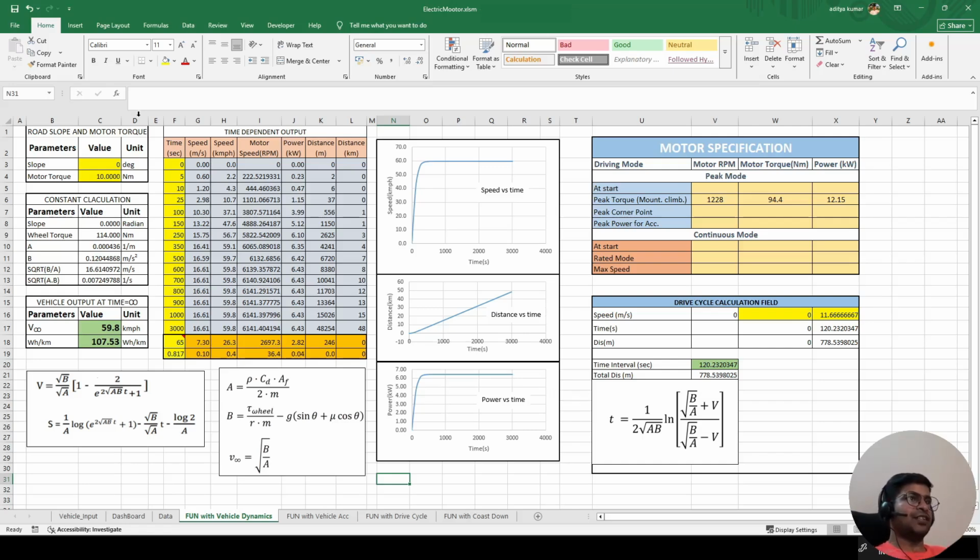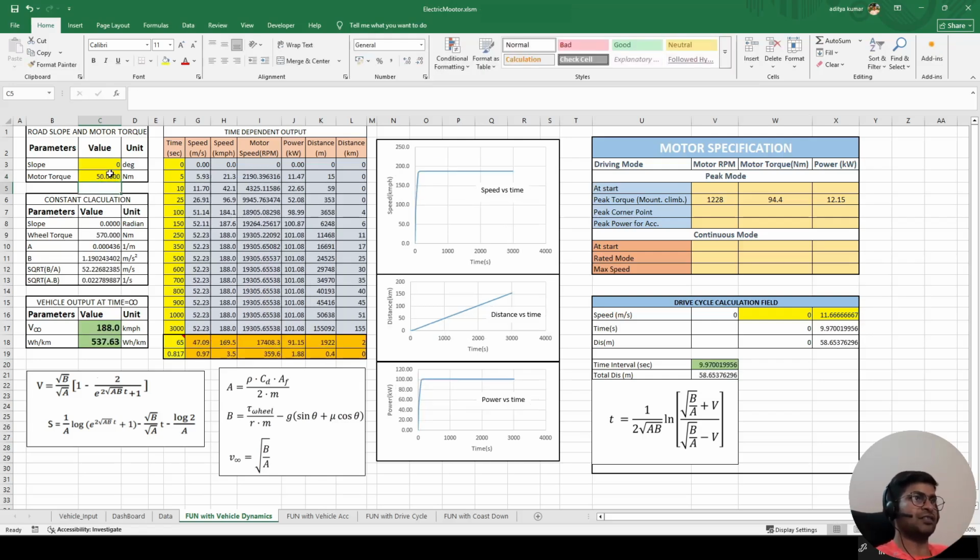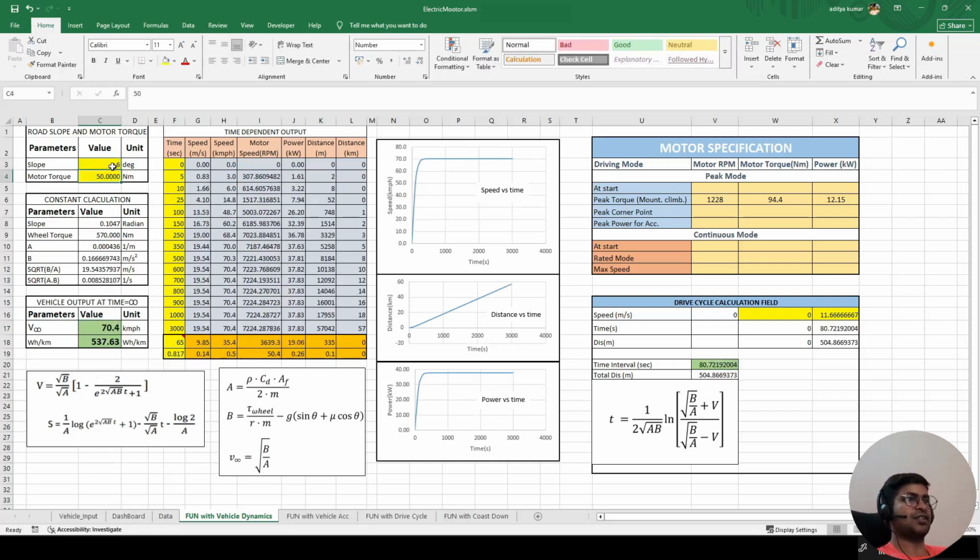Now you can play with these numbers and see what graphs you get. Let's say I increase the motor torque to 50 Newton meter. Then v infinity reaches 188 kmph. And then let's put the slope of the road at 6 degrees. Now v infinity I'm getting is just 70.4 kmph. You can play with this sheet, and see you in the next set of discussion.